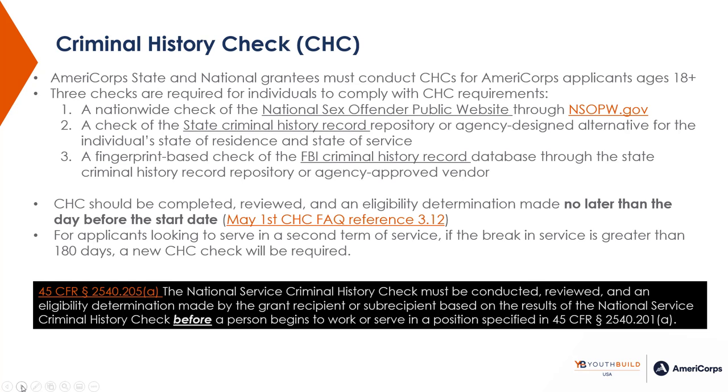On the criminal history check side of things, I'm not going to go too in-depth here. We have other training materials around criminal history checks, but just so you are aware that this is a required part and you're going to need to enter into eGrants the date that all of these are completed. So just so you know, there are 3 parts to this criminal history check: the National Sex Offender Public Website check, the State Criminal History Record check, and then the FBI fingerprint check. All those need to be done at least the day before the individual is enrolled in eGrants.